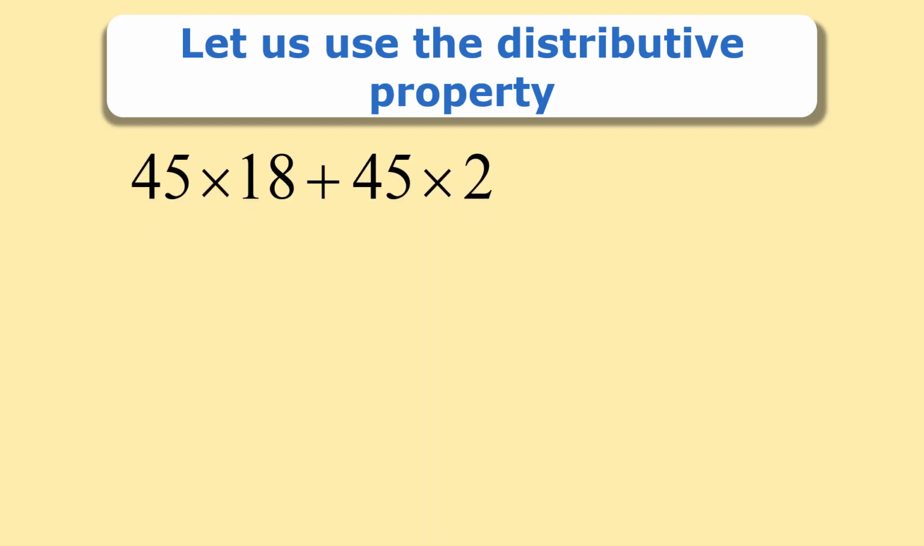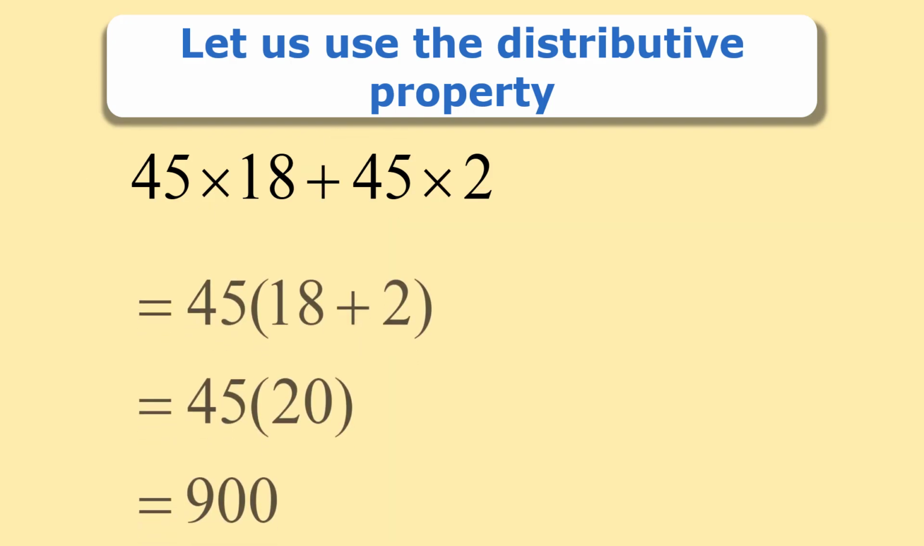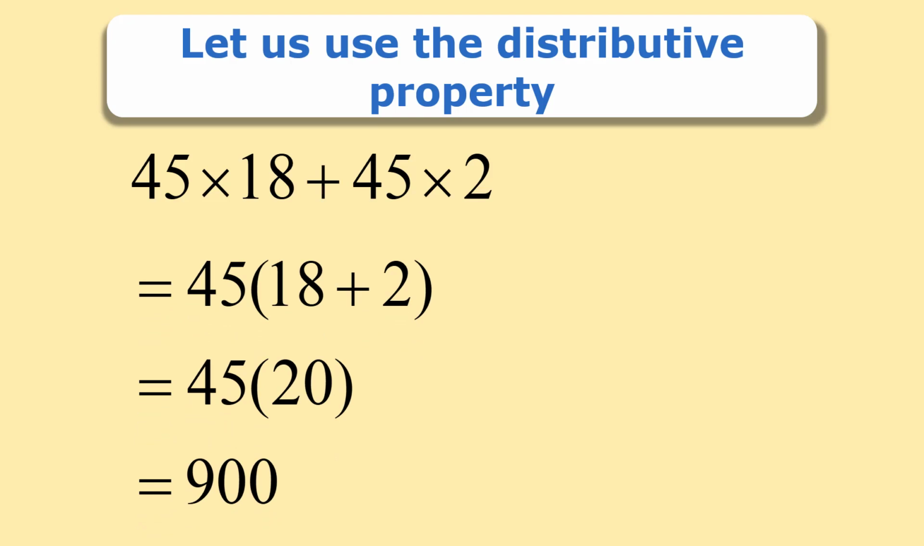Look at this example. Sometimes it's necessary to undistribute or factorize. So we've got 45 times 18 plus 45 times 2. So now we can rather say 45 in brackets 18 plus 2. So we have undistributed. In this case, it's easier because 45 times 20, you just add a 0 and double the 45.